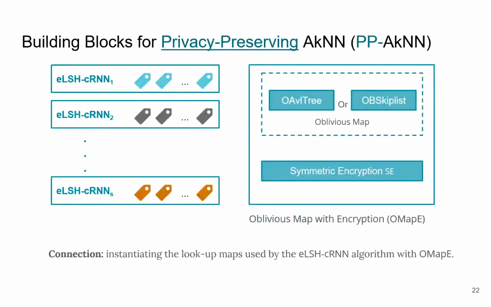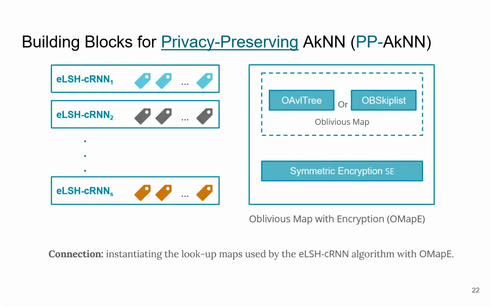So far, all I have described are for the unsecured AKNN solution. So how to build a secure one? The idea is that we can instantiate the unsecured lookup map with a secured version. The building block we call oblivious map with encryption, or OMAP-E.